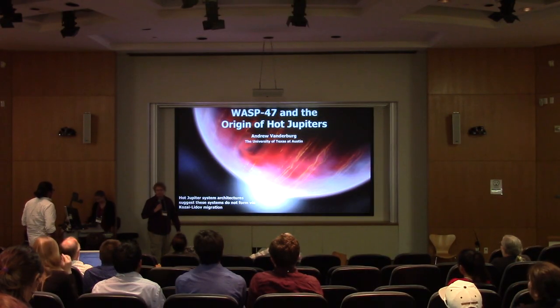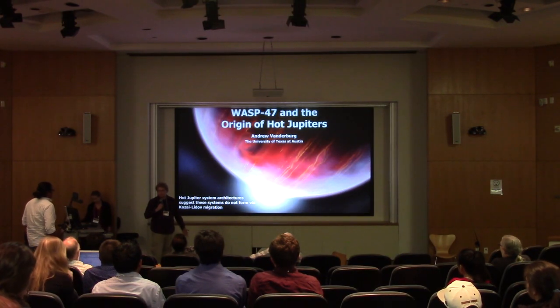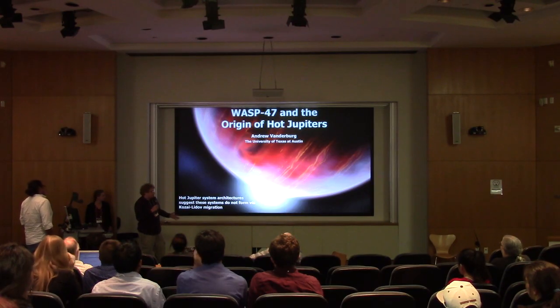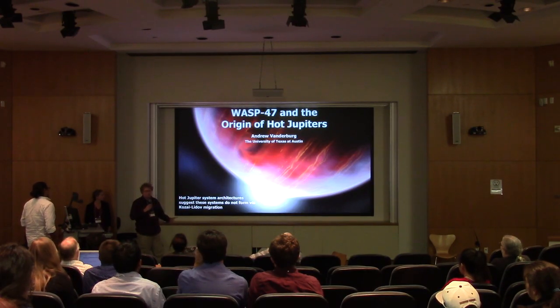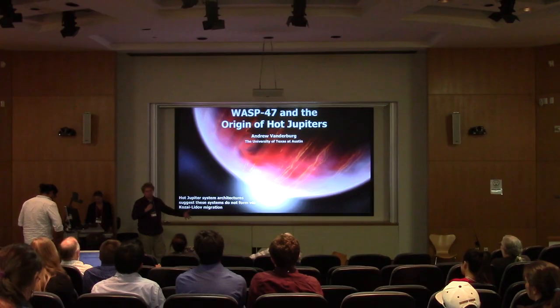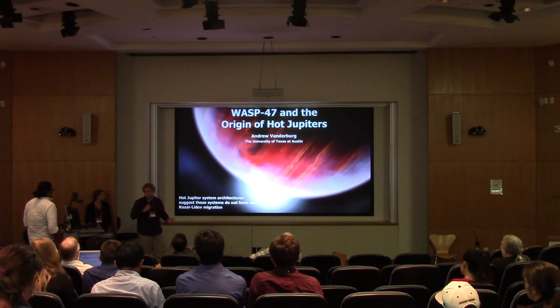Hi everyone, I'm Andrew Vanderburg and I'm a new postdoc here at UT. Hot Jupiters are, as their name suggests, hot planets in very close orbits of stars that are about the size of Jupiter. We don't have anything like this in our own solar system, and we want to know how these planets may have formed or come to be where we see them now.